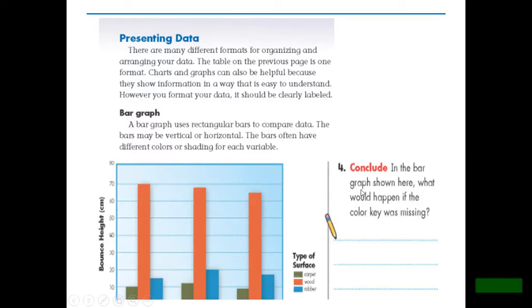Conclude. In the bar graph shown here, what would happen if the color key was missing? This is the color key. You see where the arrow is here? You would not be able to tell which part stands for which piece of information. As an example here, the red is for wood, the green for carpet, the blue for rubber.